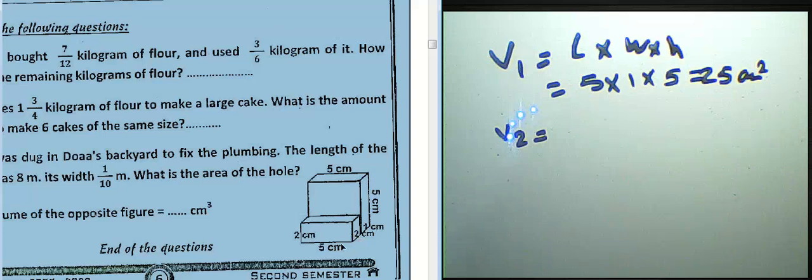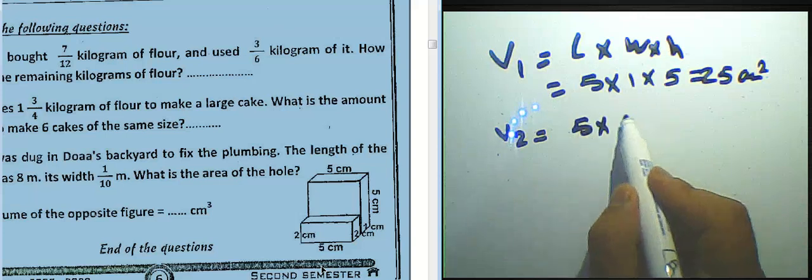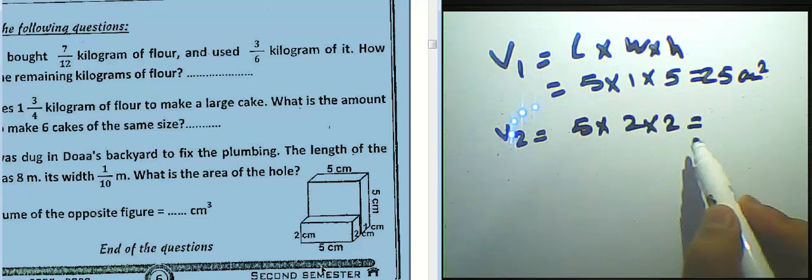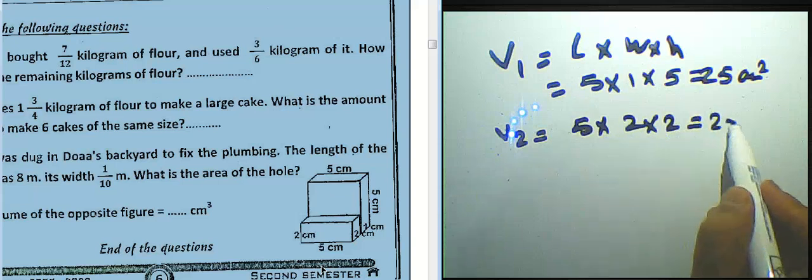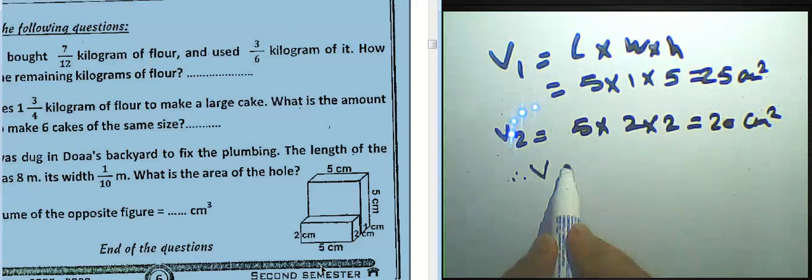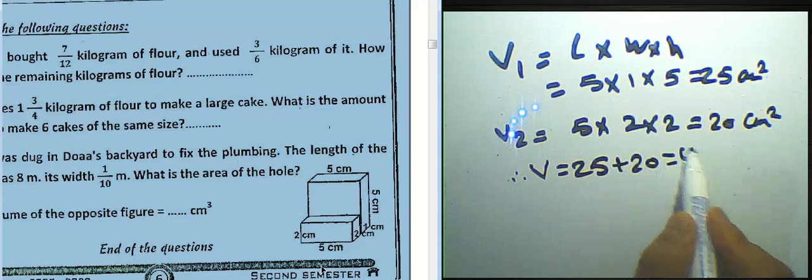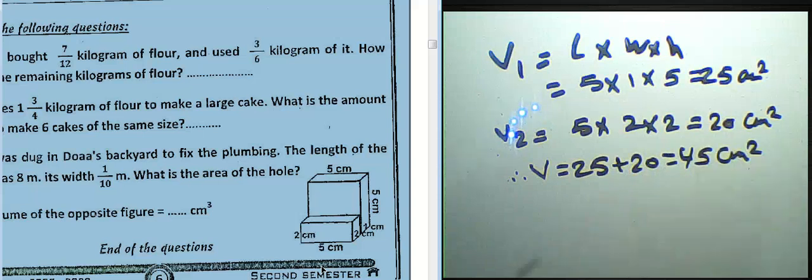Look at here, length, width, and height. This height 2. Then 5, must write 5 multiplied by 2 multiplied by 2. 2 times 2 is 4. 4 times 5 equal 20. 20 square centimeter. Then the volume of the opposite figure will be 25 plus 20 equal 45 square centimeter.